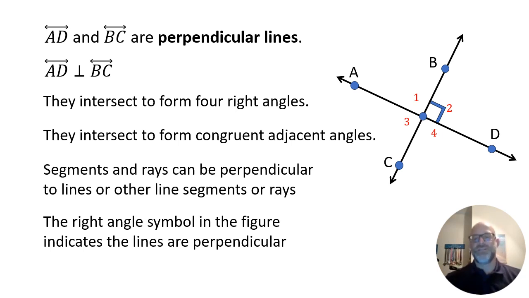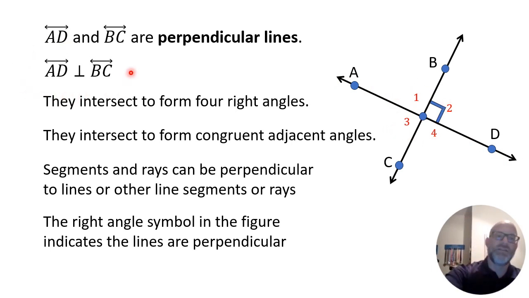Some more definitions. These lines right here are called perpendicular lines. They're perpendicular lines because when they intersect and form vertical angles, those vertical angles are going to be right angles. So instead of just two pairs of vertical angles, I have 4 right angles. Perpendicular lines, when they intersect, form 4 right angles.